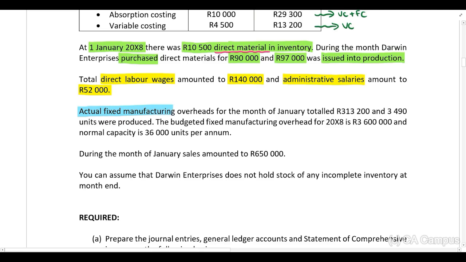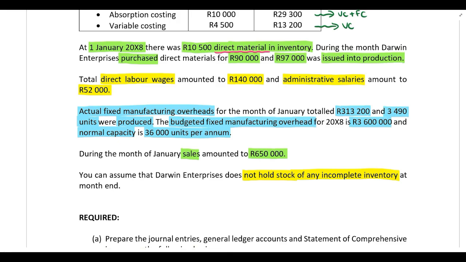Actual fixed manufacturing overheads for the month of January totaled 313,200 and 3,490 units were produced. Their budgeted fixed manufacturing overhead for 20X8 is 3.6 million Rand and their normal capacity is 36,000 units per annum. During the month of January, sales amounted to 650,000 Rand, and you can assume that Darwin Enterprises does not hold stock of any incomplete inventory at month end.